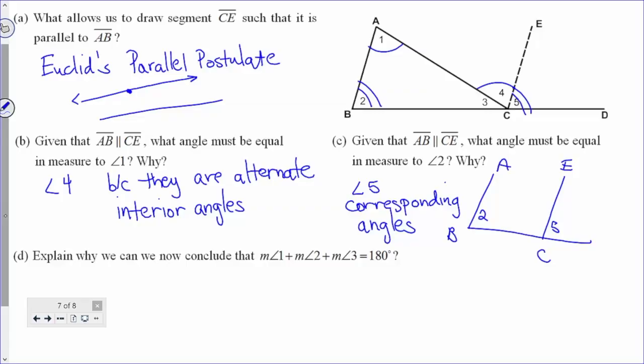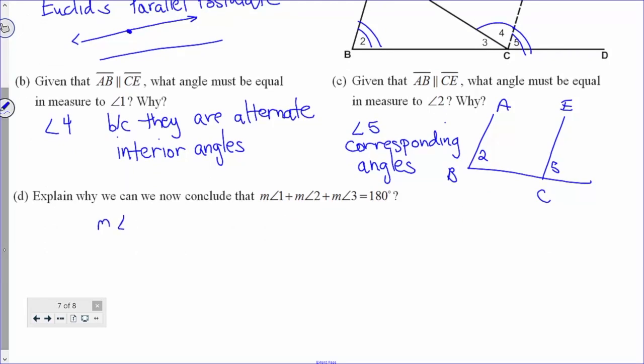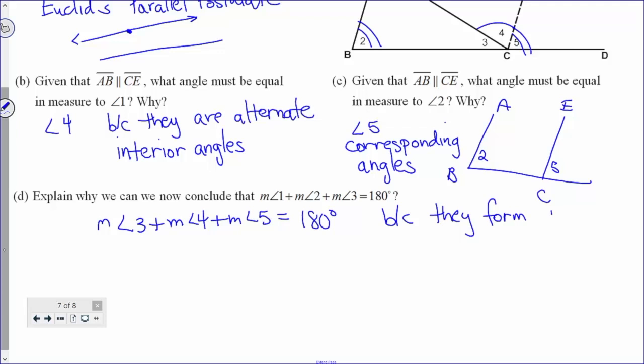Well, what we can definitely say is that the measure of angle 3 plus the measure of angle 4 plus the measure of angle 5 is 180 degrees. And that's because they form a straight angle. Right? Should be very obvious. 3, 4, and 5 form this 180 degree or straight angle.